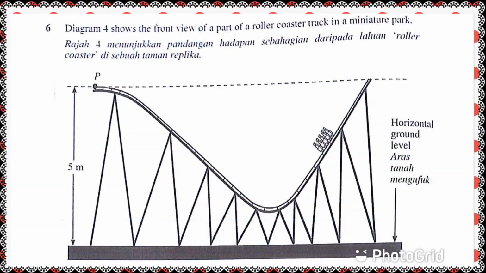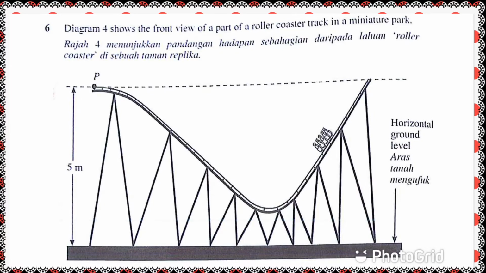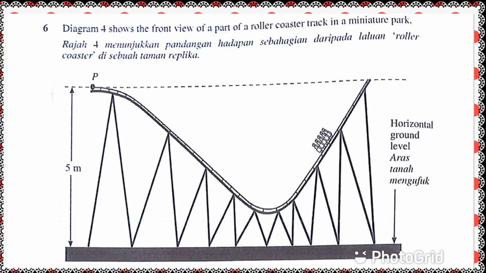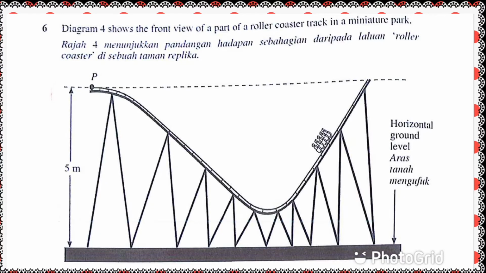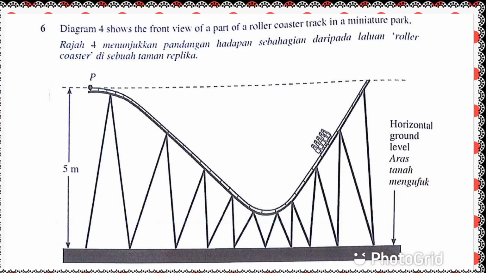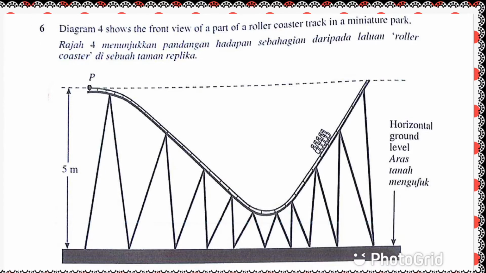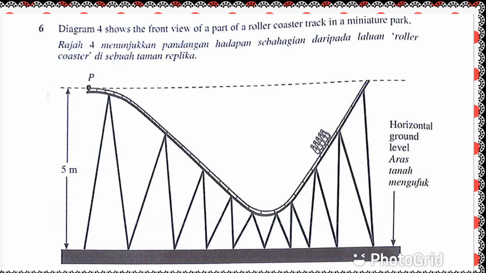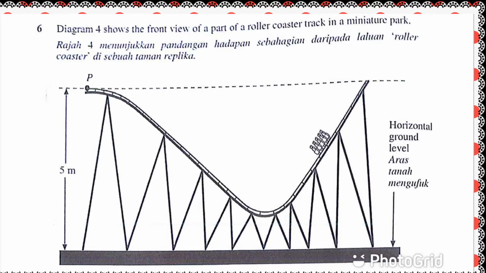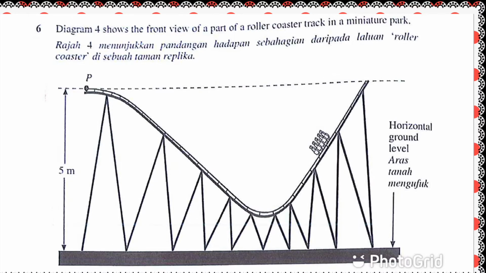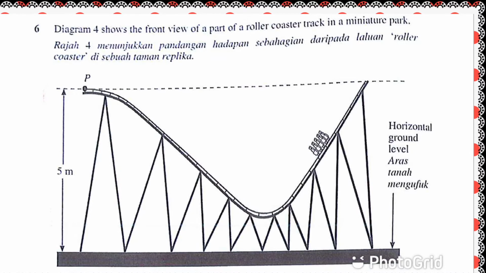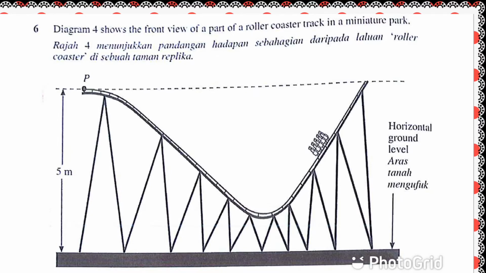Okay, let's have a look at the question. This question is a HOTS question. They give you a picture showing the front view of a part of a roller coaster track in a miniature park. Sounds like a very technical term, but it's okay. It won't actually cause a problem with the terms. Roller coaster is actually telling you that the shape is the quadratic curve. That's all. It's a quadratic function.